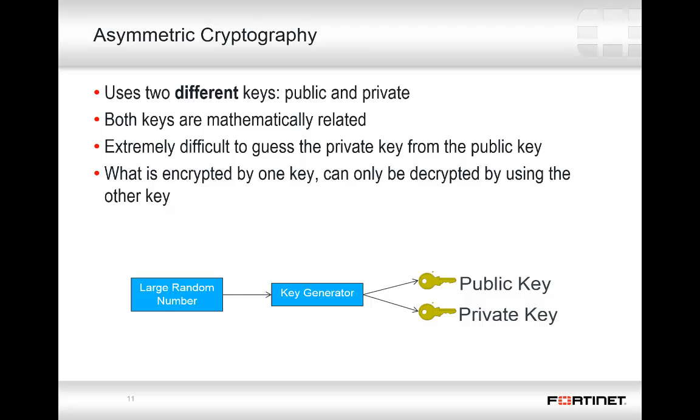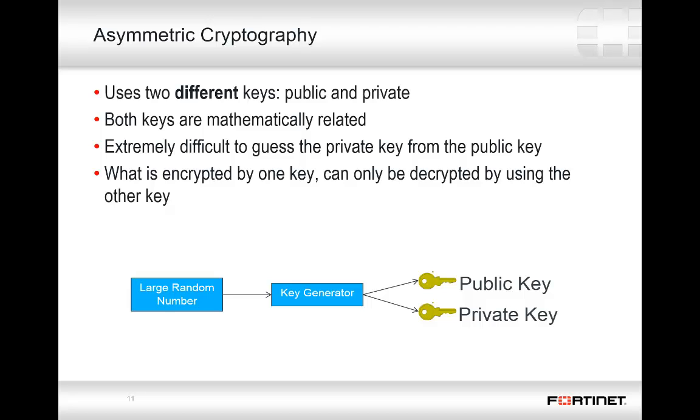Let's see now asymmetric cryptography. It is a technique that uses not a single key, but a pair of keys, a public key and a private key. Both keys are mathematically related. They are generated from the same random number and using the same key generator algorithm. However, because of the algorithm, large prime numbers are popular since these are impossible to factor and very difficult and rare to find. It is extremely difficult to get the private key from the public key.